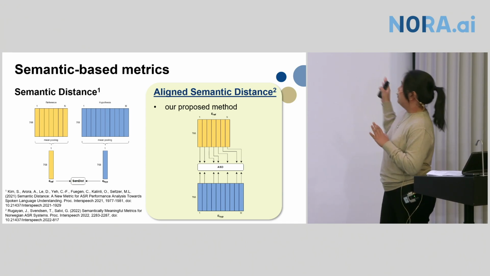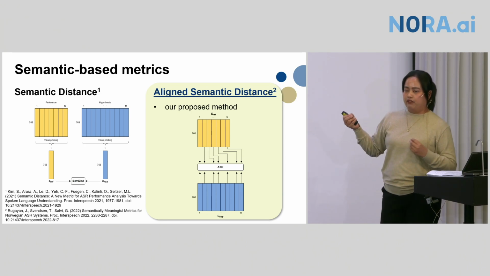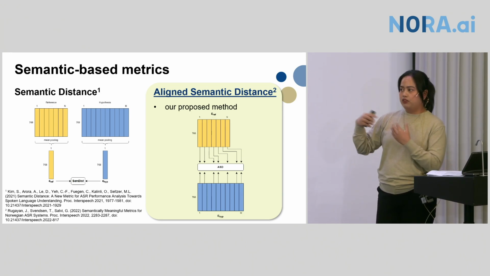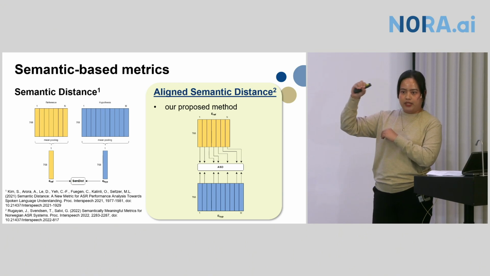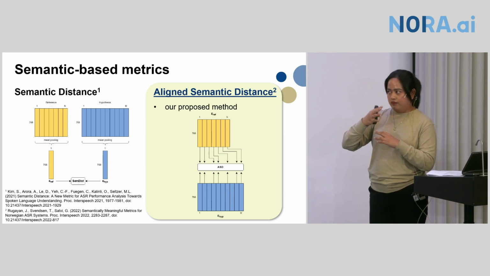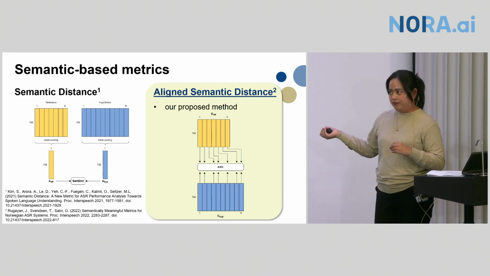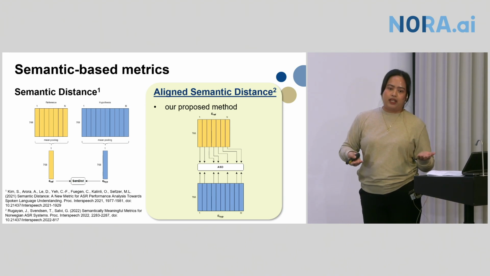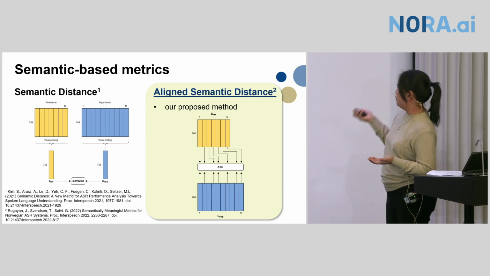So what we propose is to actually align these embedding vectors. In our method, we want to find the optimal alignment between the embedding vectors for the reference and the hypothesis, and then find the total distance. We use dynamic time warping to find the optimal alignment.